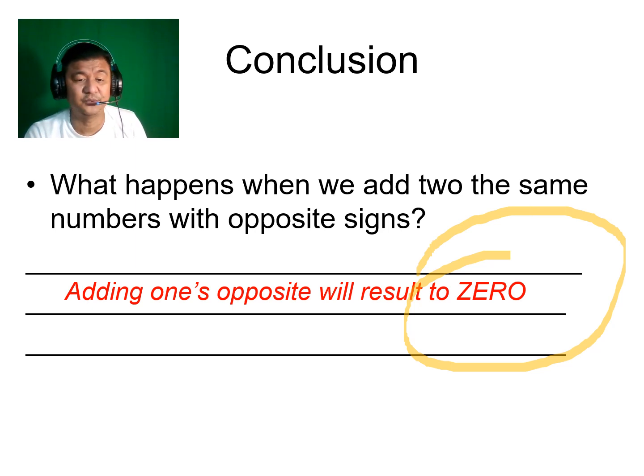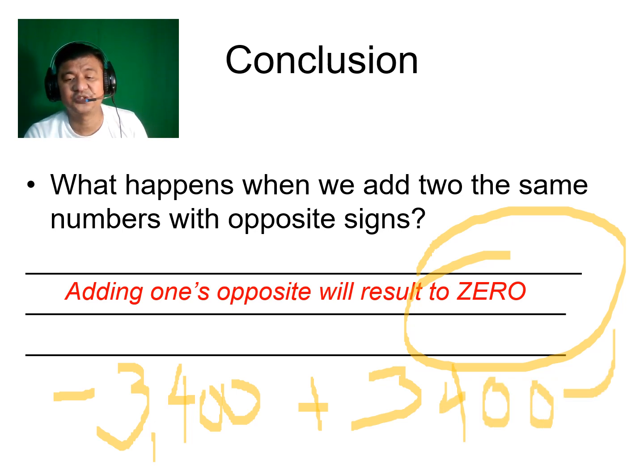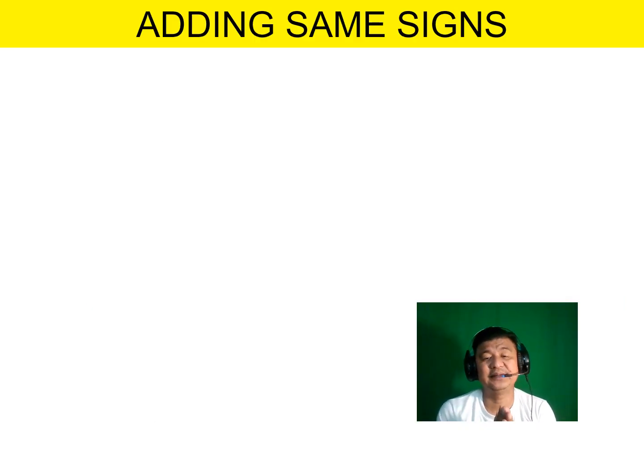So don't be scared of a big number, negative 3,400. Add it to its opposite, positive 3,400. Don't be scared of it. The answer will always be 0. Adding the opposite. Now, we will be adding integers with the same sign.